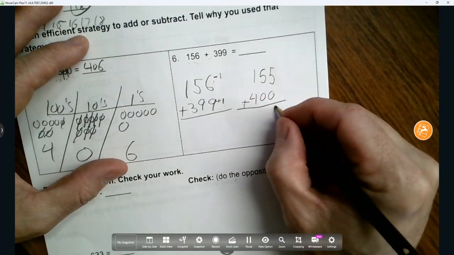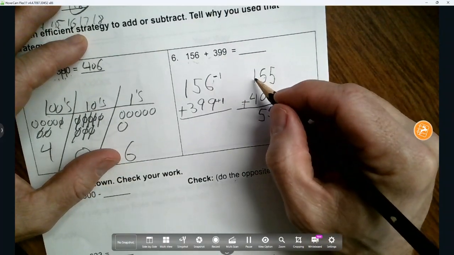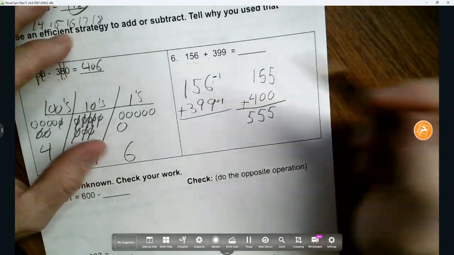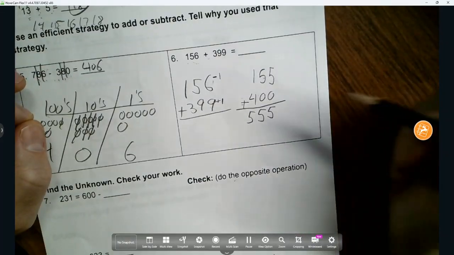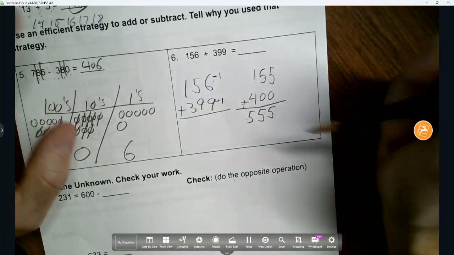So look at how nice and neat this is now. We have 5 plus 0 is 5. 5 plus 0 is 5. And then we have 1 plus 4 is 5. Okay, for all the older people in the group that have done it this other way for years, let's do this, and I'll show you how it's the same answer.